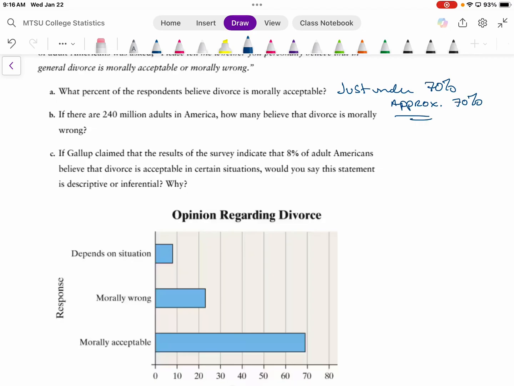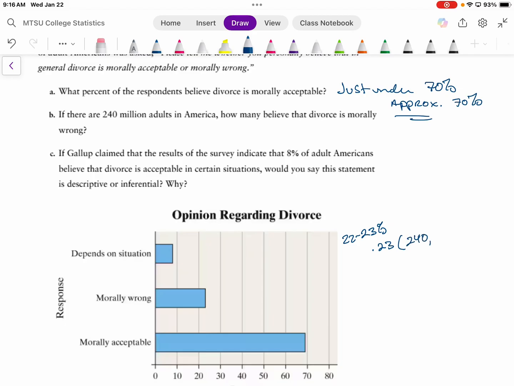Now, part B, it says, if there are 240 million adults in America, how many believe that divorce is morally wrong? All right, so how'd you get that? Multiplied it by 0.23. All right, yeah, and I agree with that. That looks like about 22 to 23%. So taking 0.23 times the 240 million.